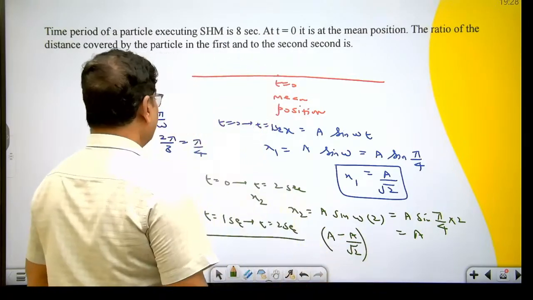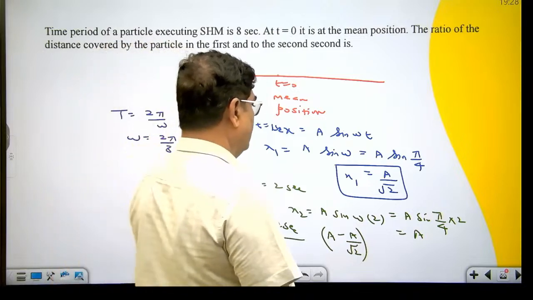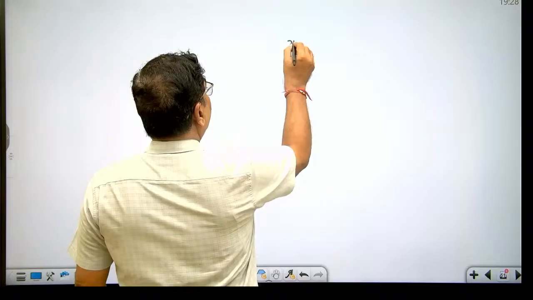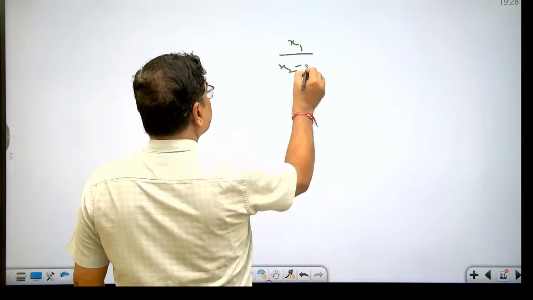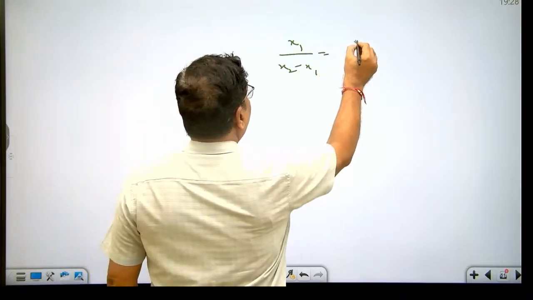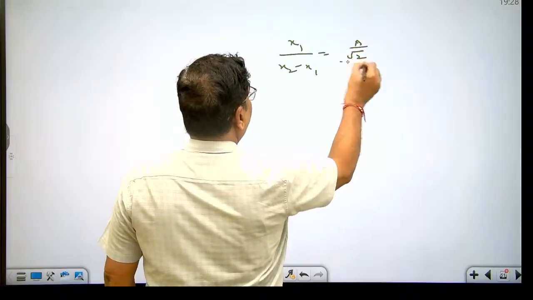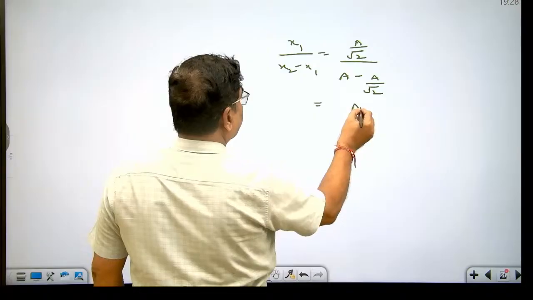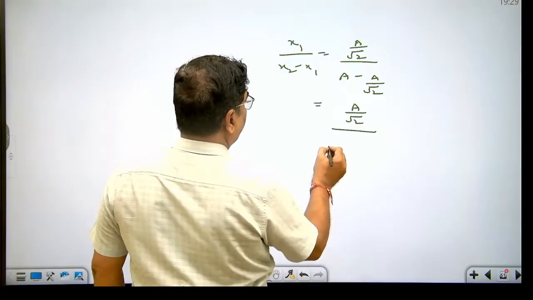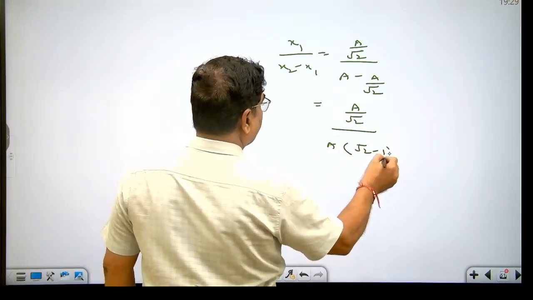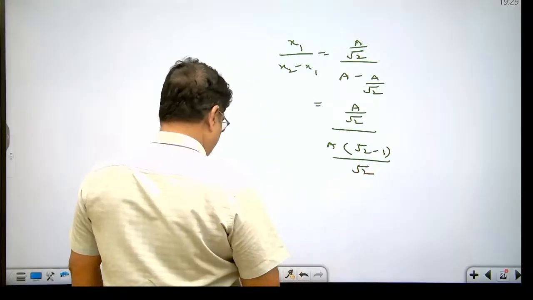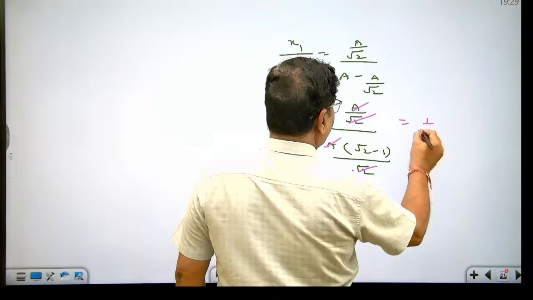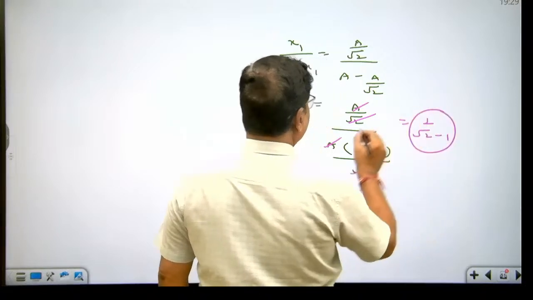So in the question, what is being asked? The ratio. So the ratio is x1 upon x2 minus x1. This is a upon root 2, and this is a minus a upon root 2. After solving this, we get a upon root 2 over a into root 2 minus 1 upon root 2. This root 2 will get cancelled, a will get cancelled. So the ratio will come 1 upon root 2 minus 1. So this is the answer.